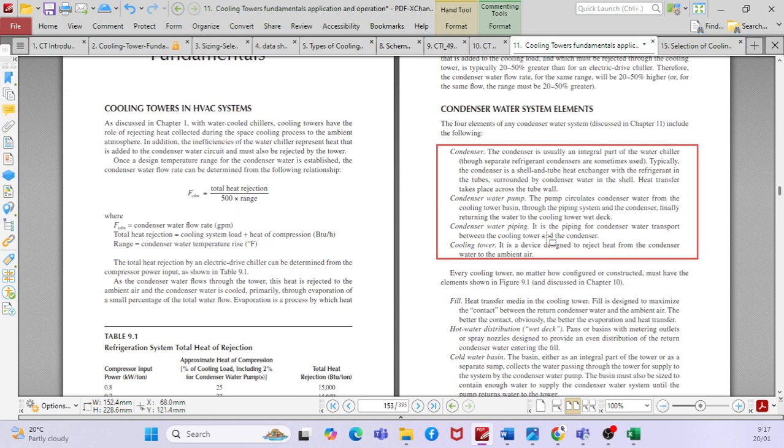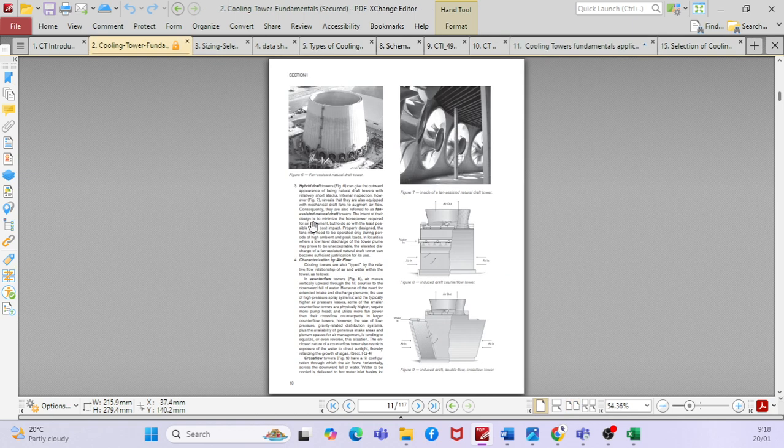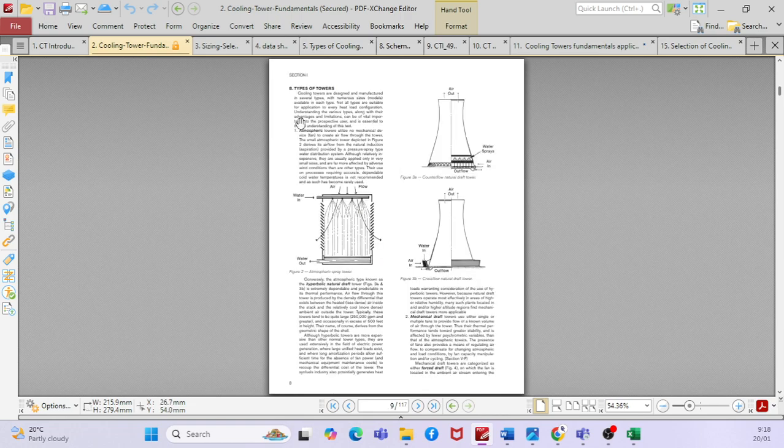Then the condenser water piping is a piping circuit so that the water can travel through the piping network. Then there is the cooling tower. In this cooling tower, we have different components. If you go through another page, this is the cooling tower fundamental, where you will see the different types of cooling towers. There are two types basically. One is the atmospheric type, and another one is the forced ventilation.